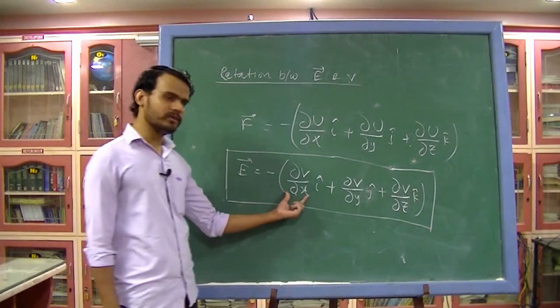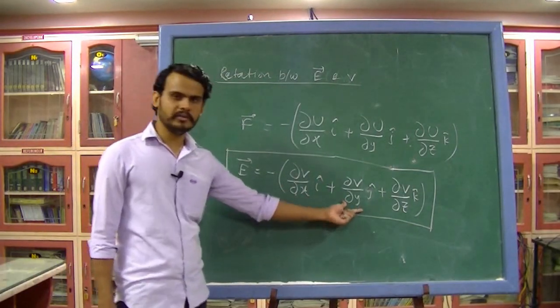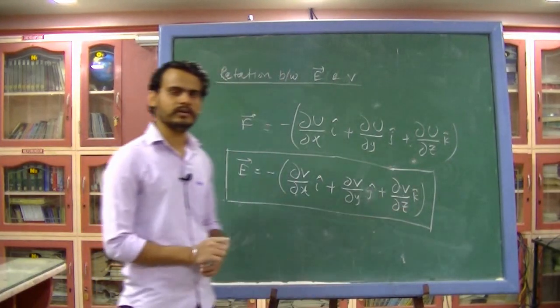So, this will give you the x component of the electric field, this will give you the y component of the electric field, and this will give you the z component of electric field.